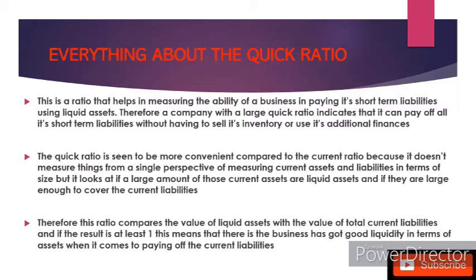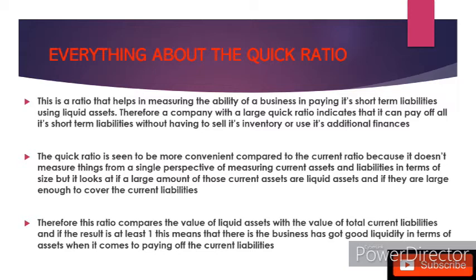Now, the quick ratio is seen to be more convenient compared to the current ratio because it doesn't measure things from a single perspective of measuring current assets and liabilities in terms of size, but it looks at if a large amount of those current assets are liquid assets and if they're enough to cover the current liabilities.